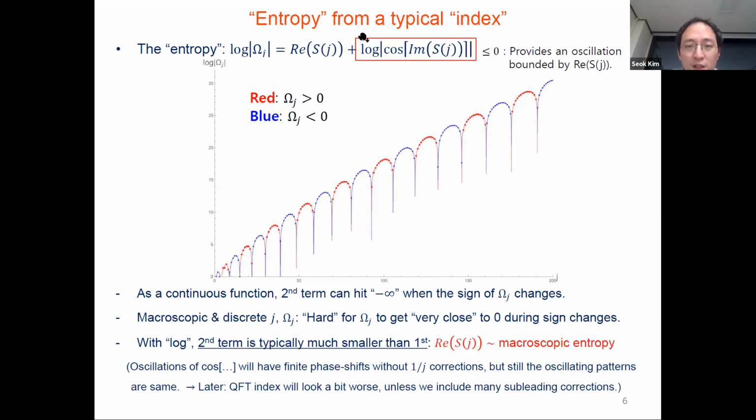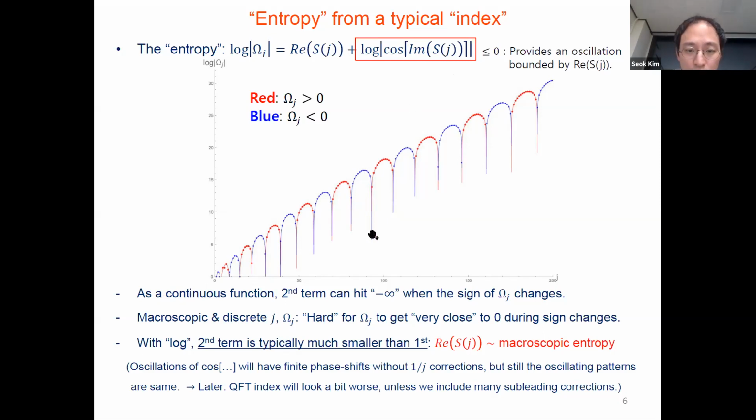I first pay attention to the second term, which is crucial because of this oscillating behavior. If you just view this second term as a continuous function of J, which is actually not, since J's are quantized, but if you just pretend it's a continuous function of J, because macroscopic saddle point approximation doesn't really know how this is quantized, the second term can hit minus infinity when the cosine changes sign, because log of 0 is minus infinity.